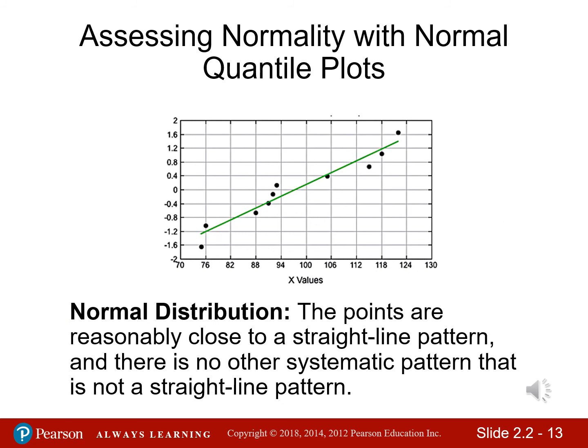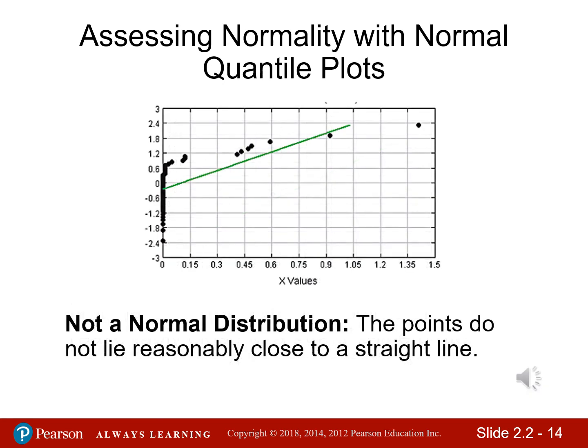In this example, we see that the majority of the data points are positioned reasonably close around the green line. And other than a straight line pattern, there appears to be no other obvious pattern to the data points. This plot would give us some support to assume that our data come from a normal distribution. In this example, we see that most of the data points do not lie close to the green straight line, so we would be safe to assume that these data do not come from a normal distribution.